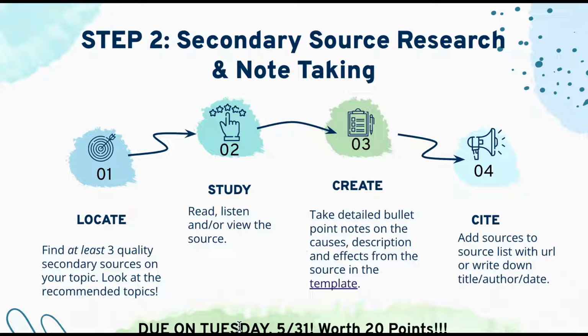Second, you need to study your sources. Read, listen, and review the source. Then we need to create. Take detailed bullet point notes on the causes, description, and effects from the source in the template, and make sure that you've included quality notes like we just talked about. And finally, cite. Add sources to the source list with the URL or write down the title, author, or date. You don't want to have to relook that up later.